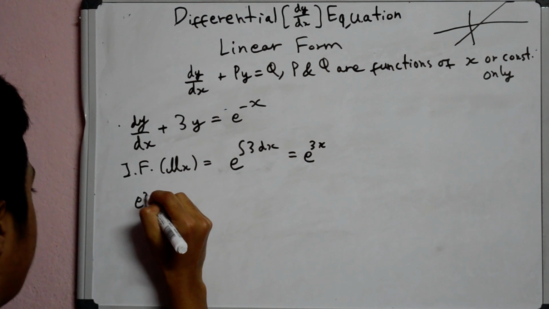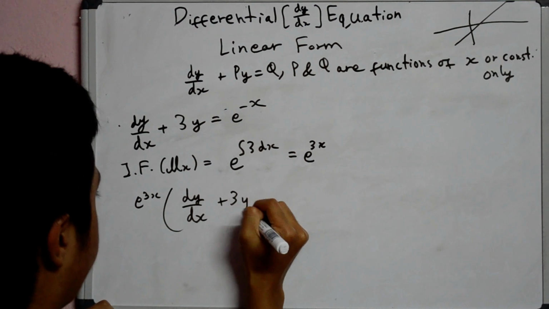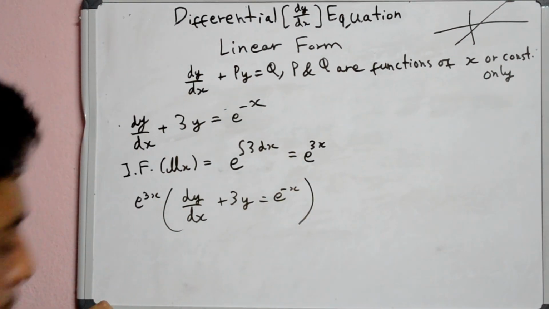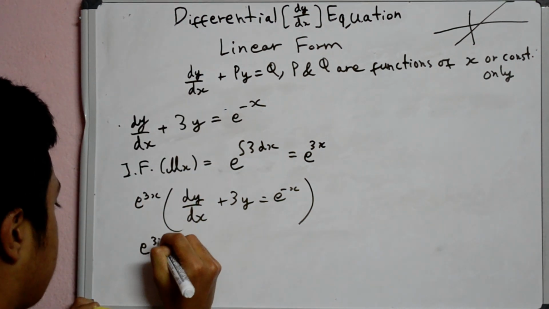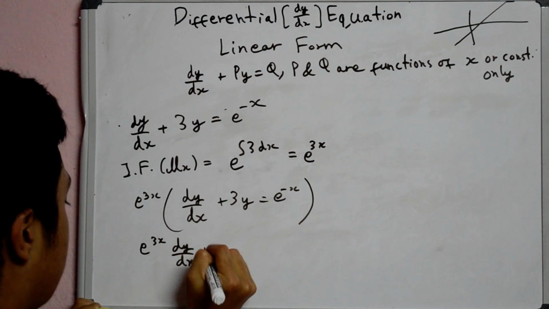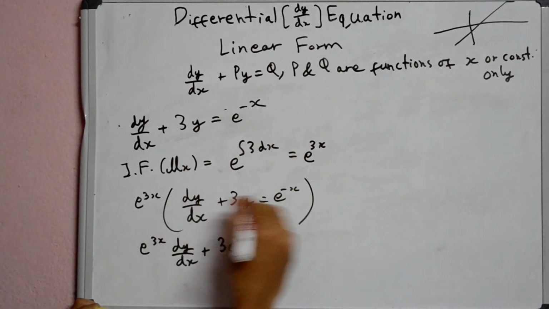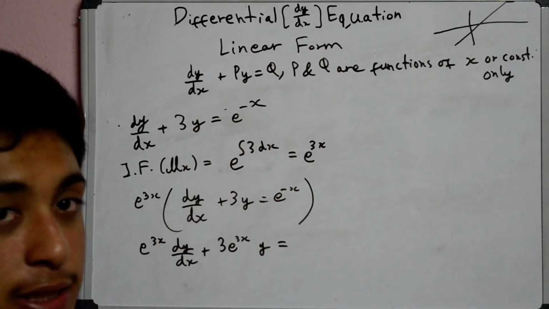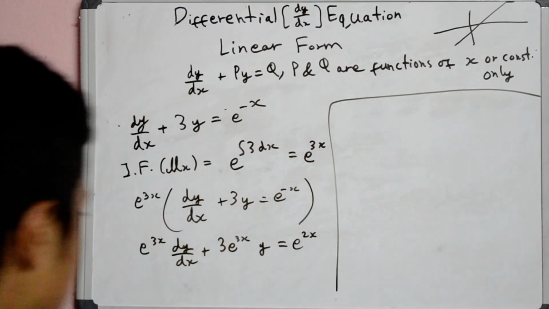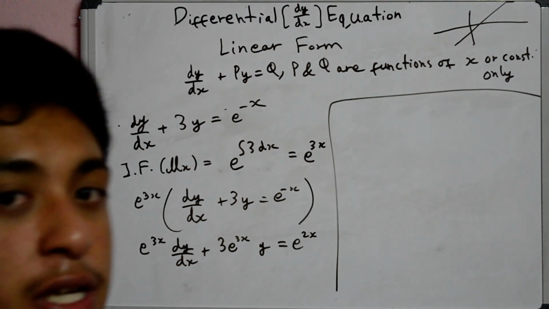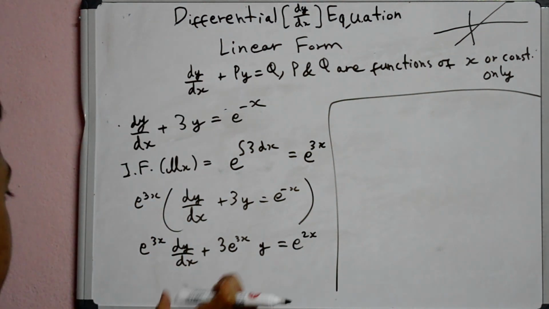So what we get is e to the power 3x into dy by dx plus 3y equals e to the power minus x. So what we'll have is e to the power 3x dy by dx plus 3 e to the power 3x y is equal to, well, you can just add the powers 3x minus x, which is e to the power 2x. Now for this part we have to use the concept of exact form, in which we have to find the derivative of all of this.